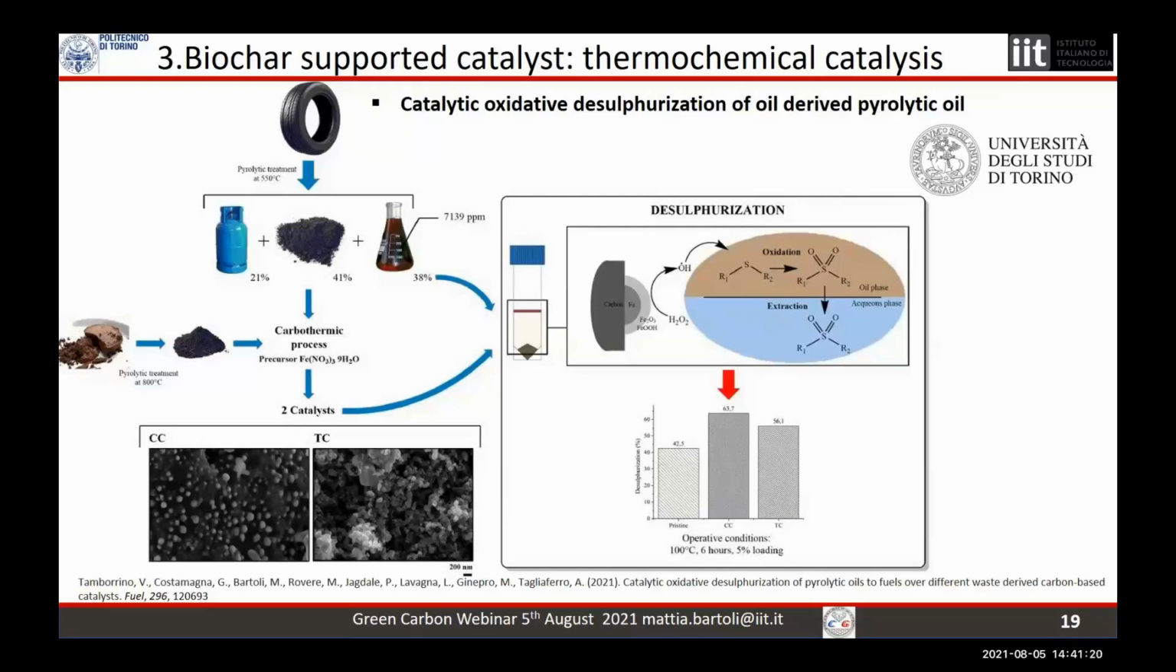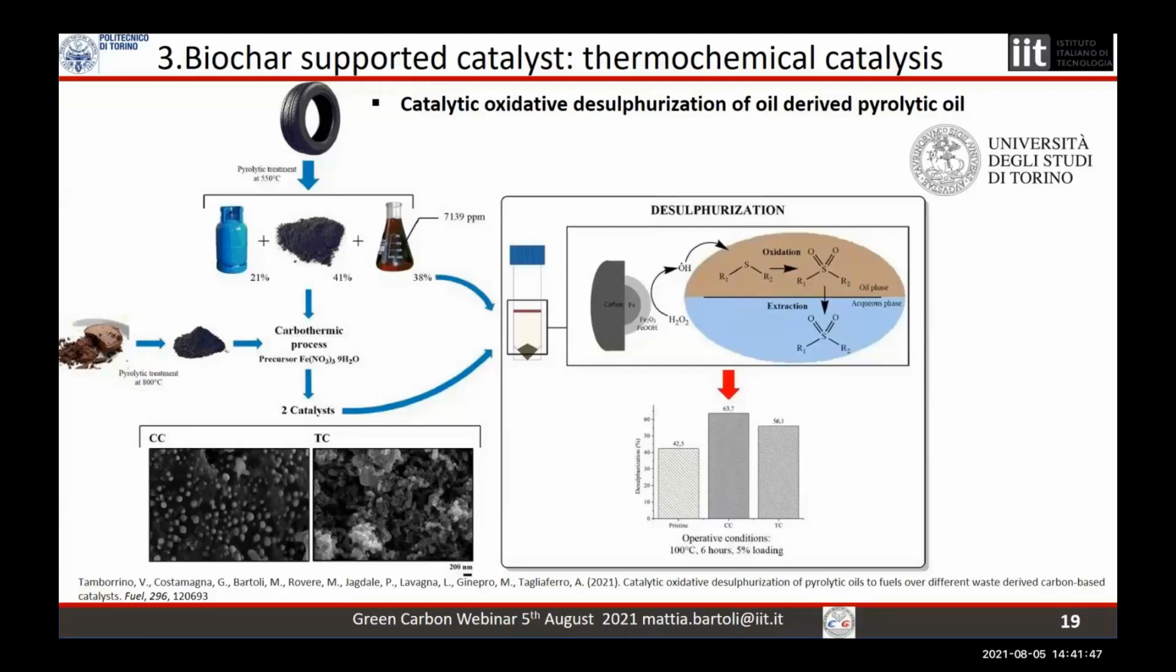So we have carbon, we have iron, we have a process, we test the process. Just to be clear, we test not only a catalyst produced by using the carbothermal process using biochar as support, but also the carbon black recovered from pyrolysis of tires. And we achieved good results. We achieved desulfurization up to 70%.